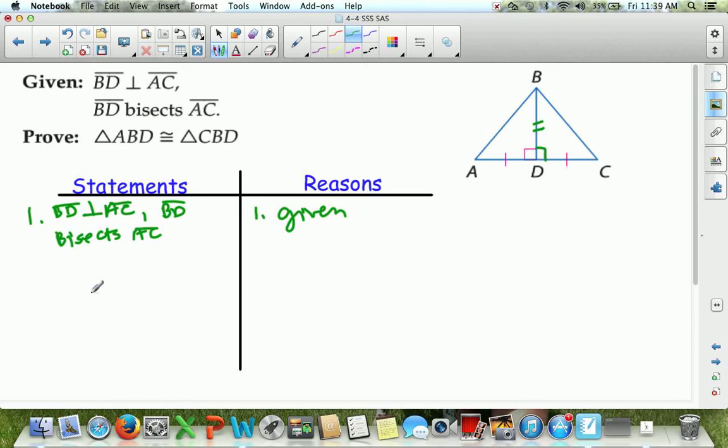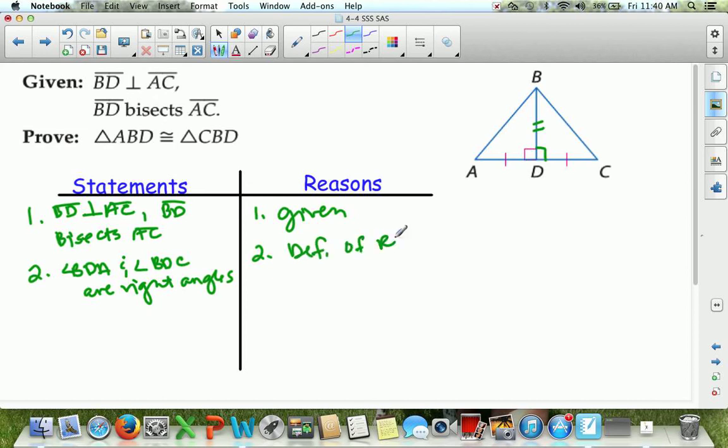Well, let's go ahead and start with the angle first. And I know that angle BDA and angle BDC are right angles. And why do I know that? Because that's what perpendicular means. Two lines being perpendicular, they create right angles. So I'm going to write definition of a right angle.